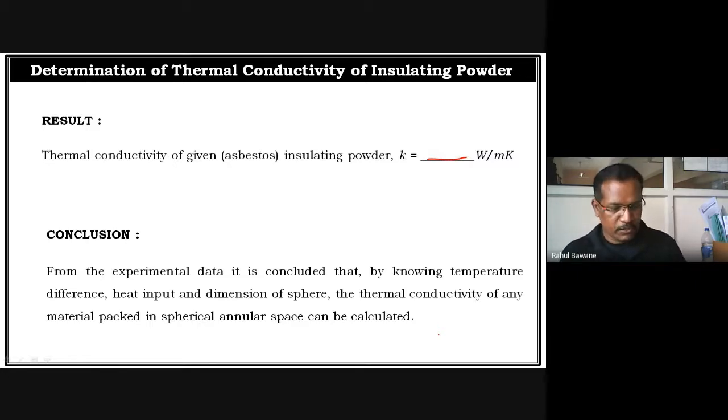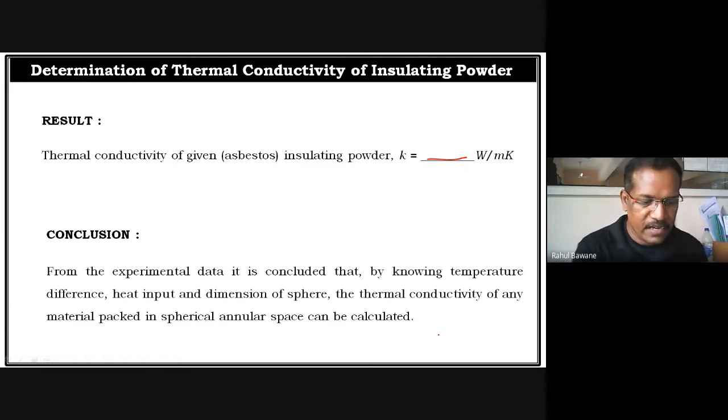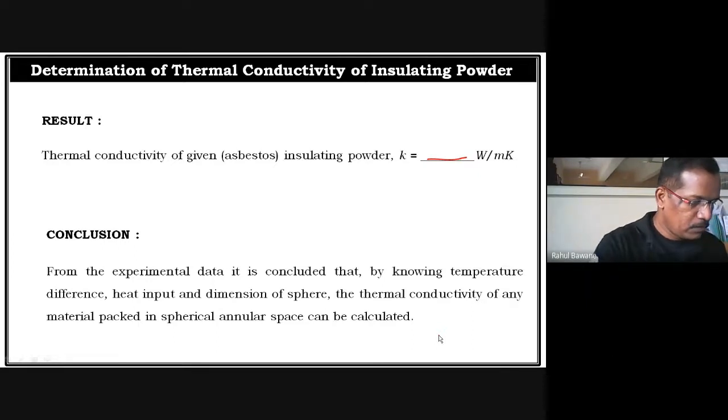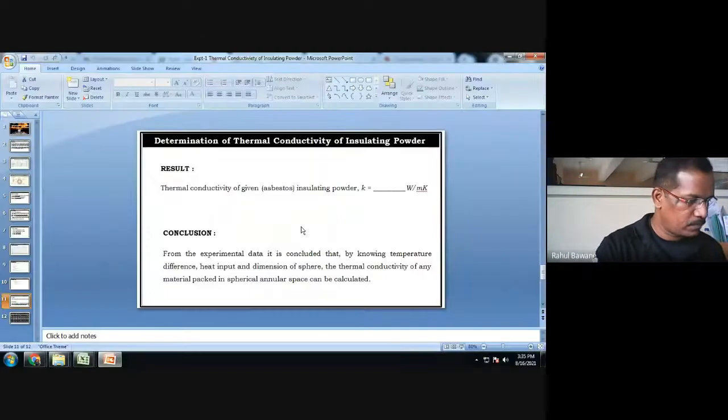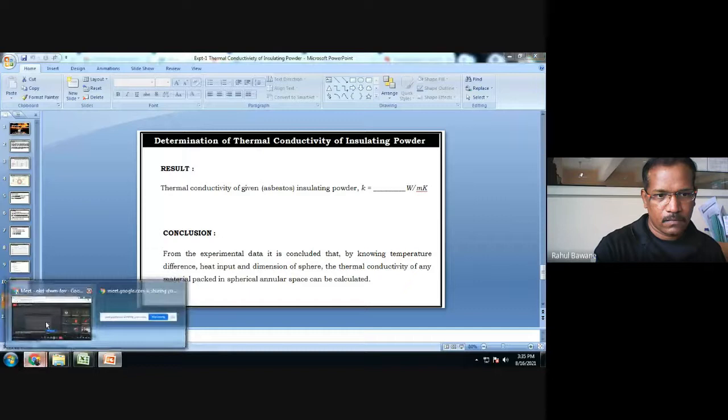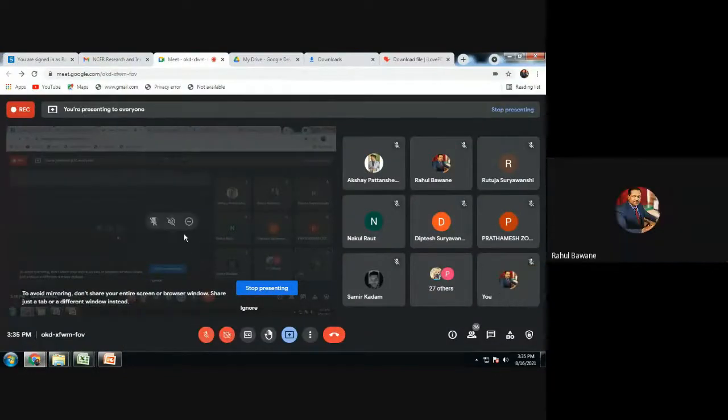Now I will switch over to my mobile and we will check out the exact experimental setup. Okay, now I am audible there. So we will see the exact experimental setup.